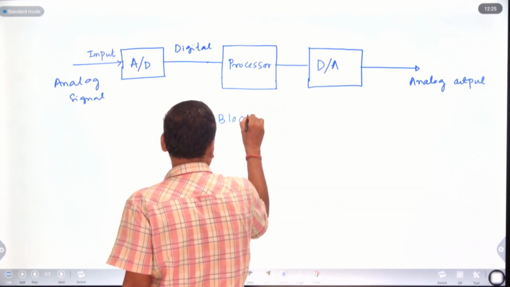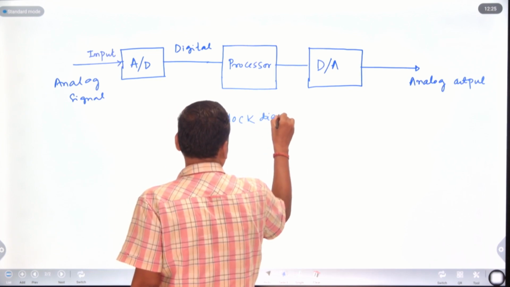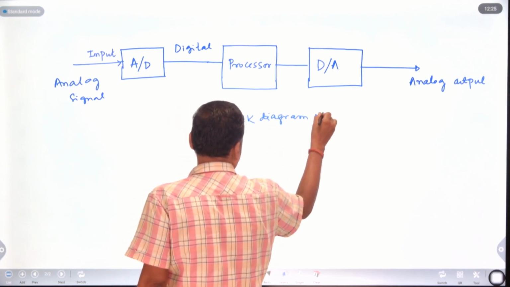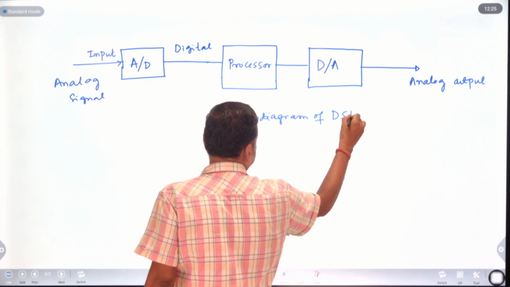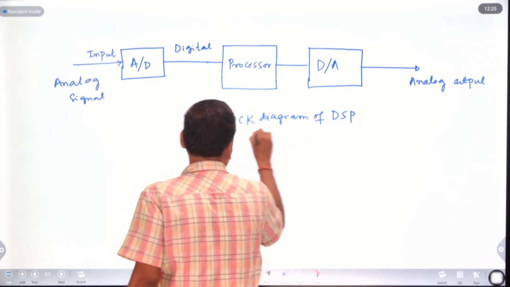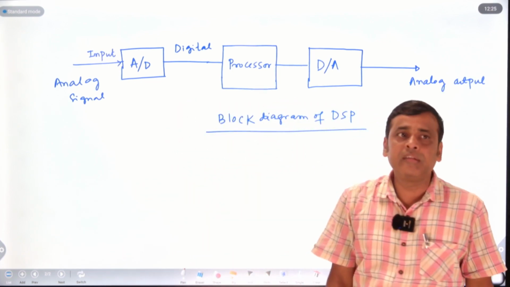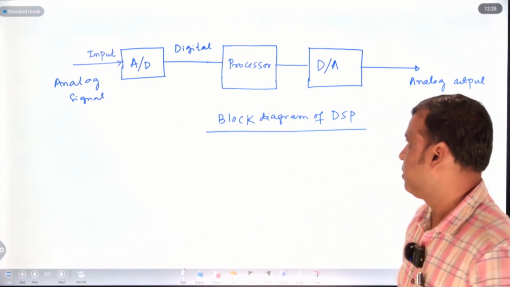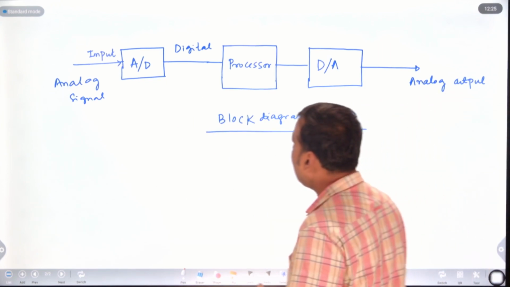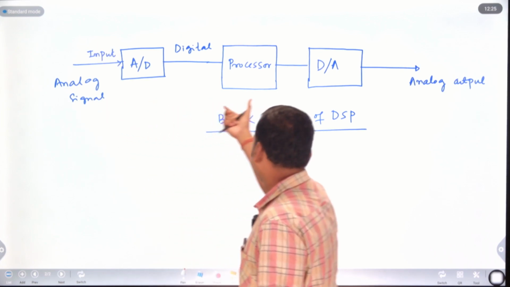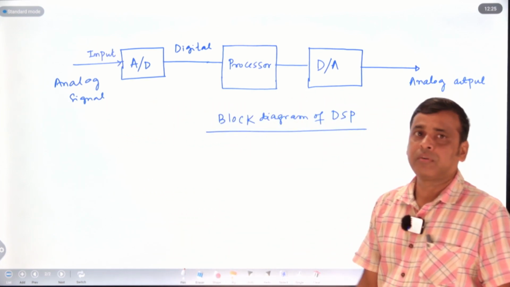This is your block diagram of DSP, digital signal processing. So first of all, these are the basic things. You know what is digital, what is signal, what is processing. This is all about how your signal is processed by means of a DSP processor.